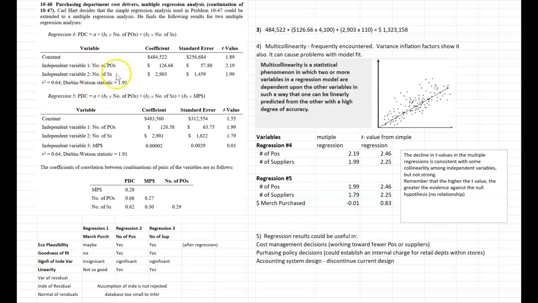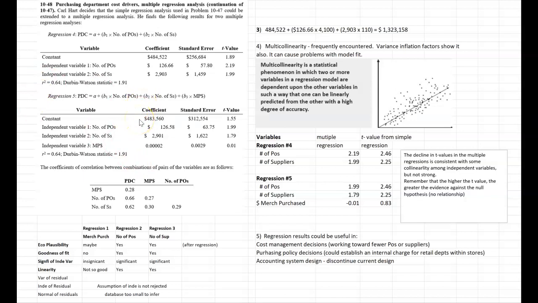Okay, so the fourth regression is consistent with the findings in 1047, that both the number of purchase orders and the number of suppliers drive purchasing department costs. Okay, so 2, 3, and 4 still satisfy all 4 criteria in the text, but 4 has the best goodness of fit, 0.64 for the regression, compared to 0.43 and 0.39 for regressions 2 and 3. Okay? And what's really important is that it's plausible, that it would make sense that this is the way that this would be.